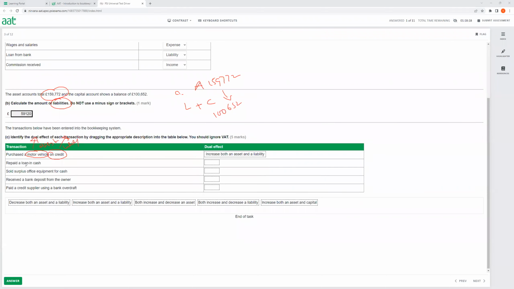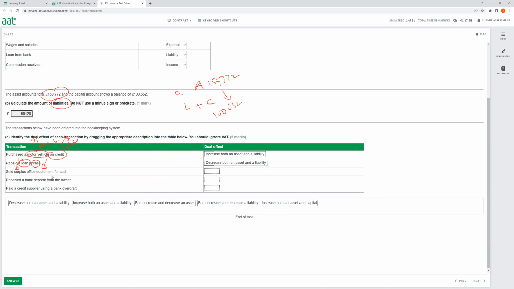Repaid a loan in cash. So a loan is a liability. If I pay the loan, the liability goes down, and I paid in cash, which means my asset also goes down, because cash is an asset. So cash is going down and liability is going down. That means asset is decreasing and liability is decreasing, so both decrease. My liability is going down because my loan will now be less, and my asset will go down because my cash will go down if I pay the loan by cash.